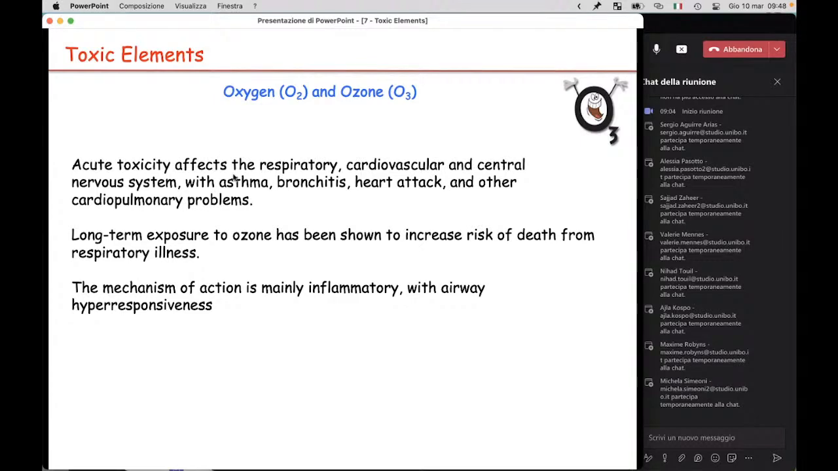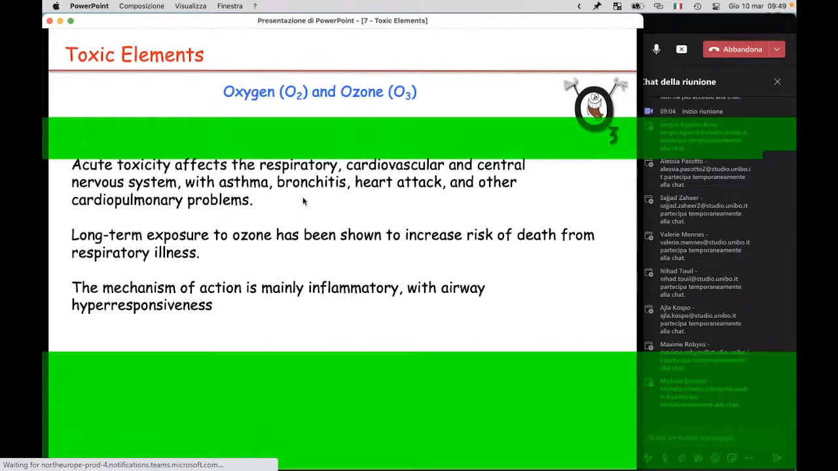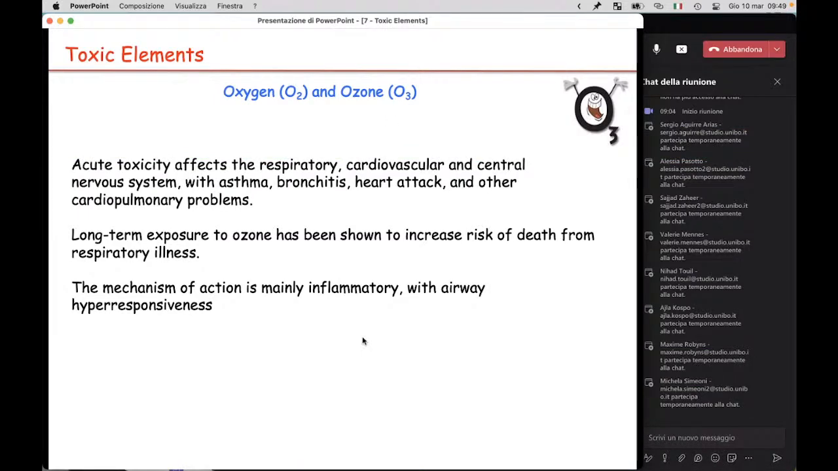In particular, for the respiratory system, we have asthma, bronchitis, and if you are exposed to low ozone doses with air pollution, like in cities, we have a big increase in the incidence of asthma and bronchitis in people living in cities, in part due to this effect. Of course, this will increase your chances of dying from respiratory illness in a chronic way. But the main mechanism is inflammation. So ozone in the upper atmosphere is protective toward UV radiation, but in the lower part of the atmosphere is an important pollutant for humans and for the environment.